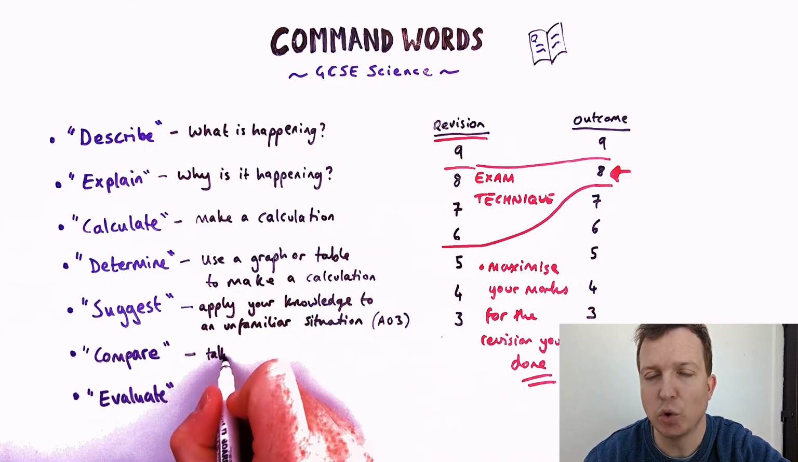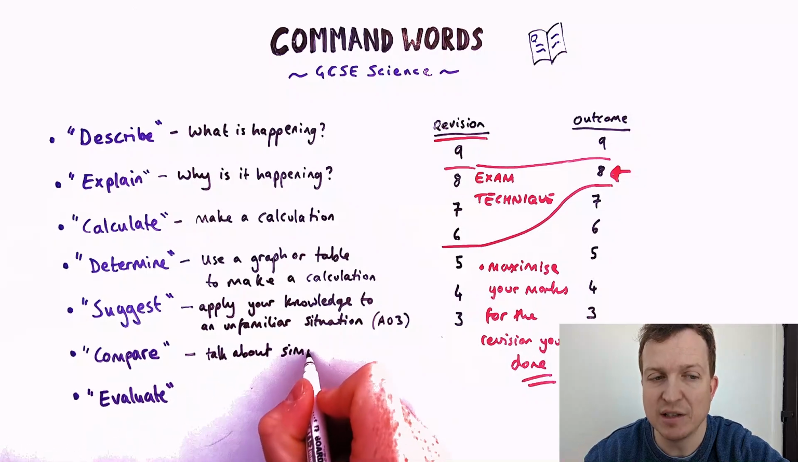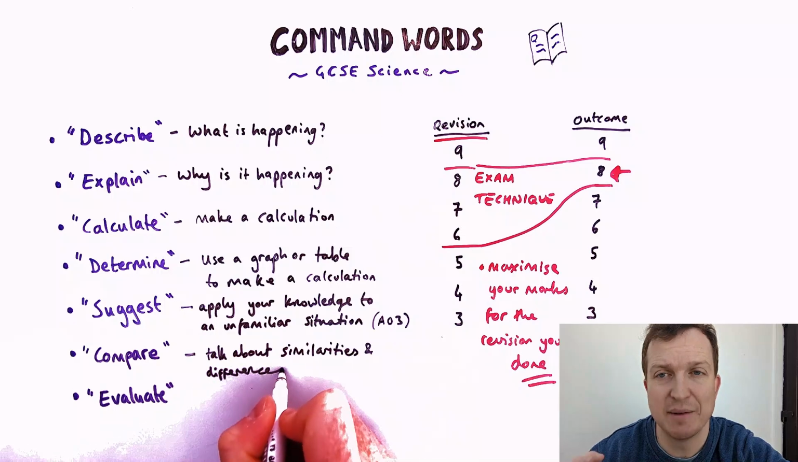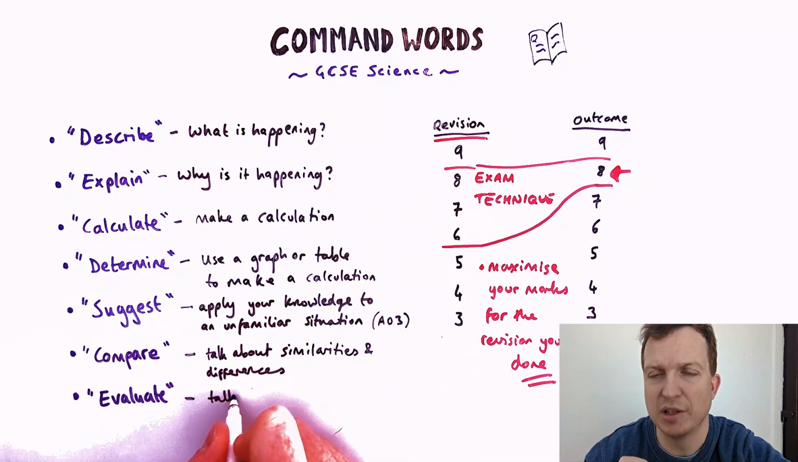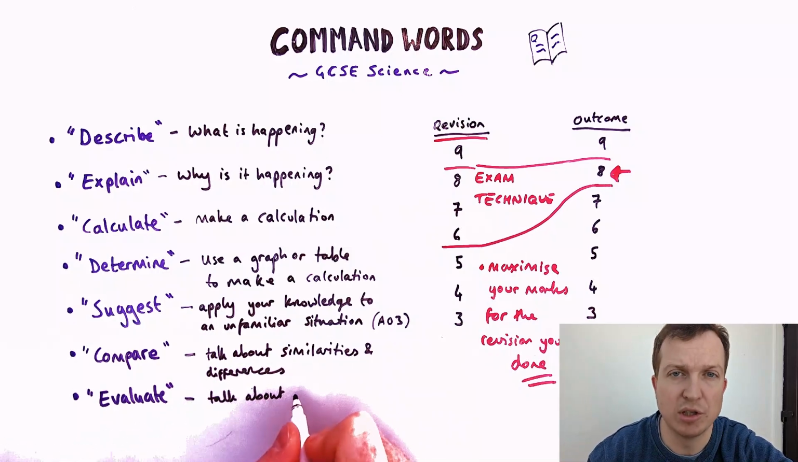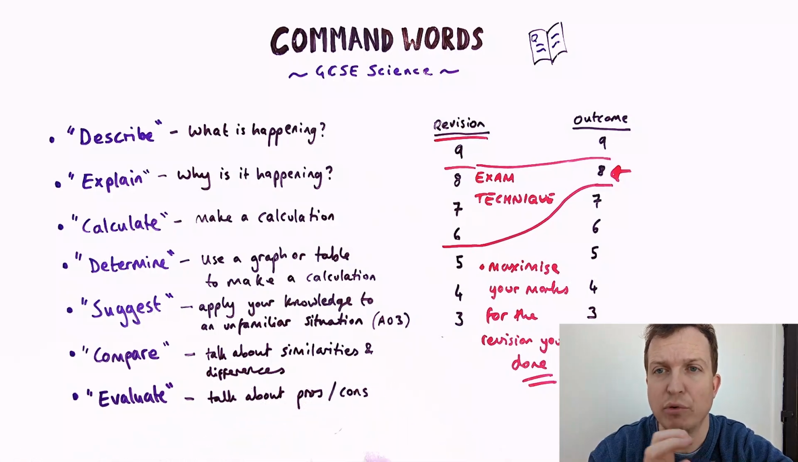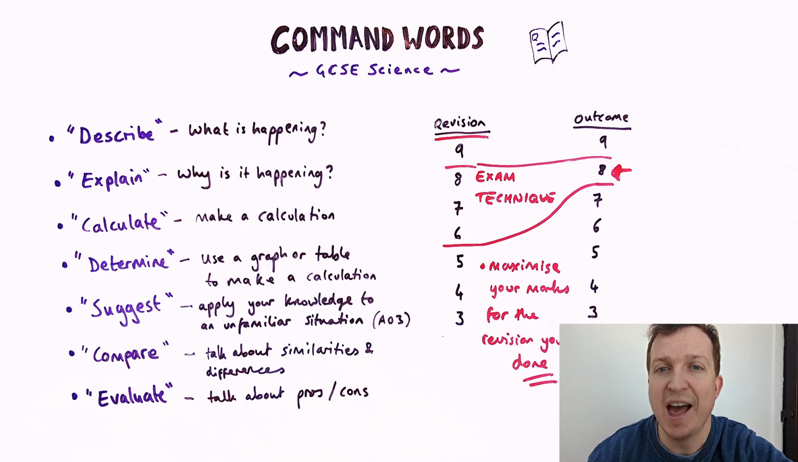Compare questions, you're going to talk about similarities and differences, in particular using comparative sentences, like something is better, something is worse, something is weaker, something is stronger, not just descriptions. And evaluate, one of the trickiest ones, is you've got to talk about the pros and cons of two or more different things and then usually come to a judgment about which one might be better. So let's have a look at some examples.